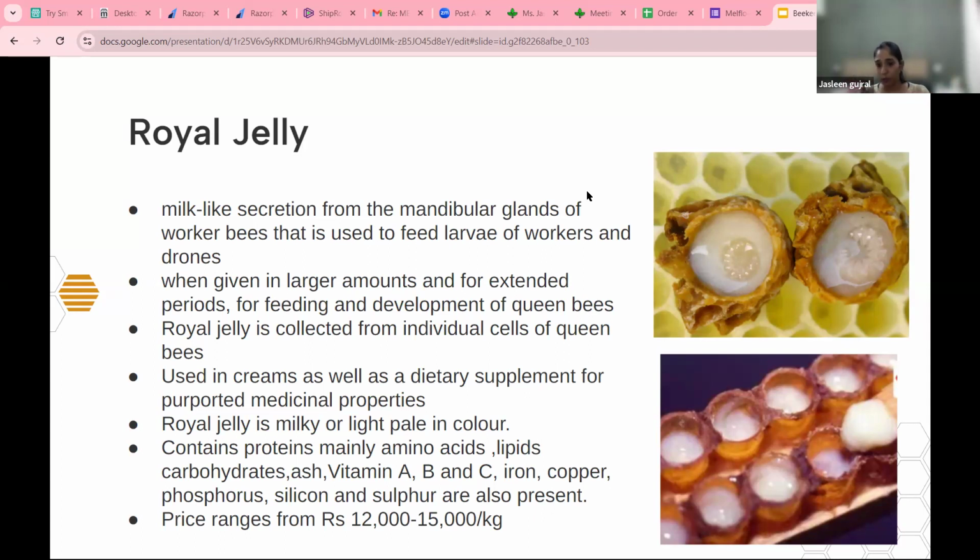If you see in the picture just next to the text, there is a larva, and around that larva is the milky white secretion. That is the royal jelly basically. It is widely used in cosmetics.